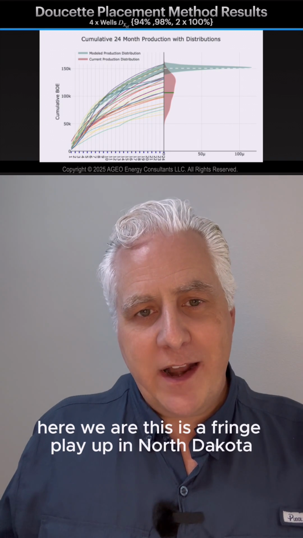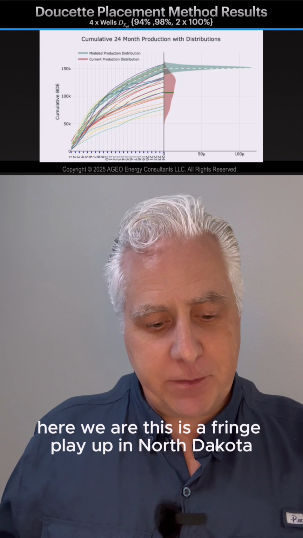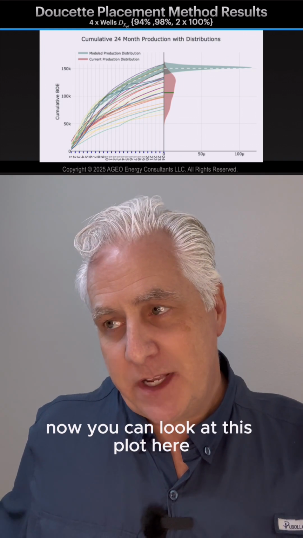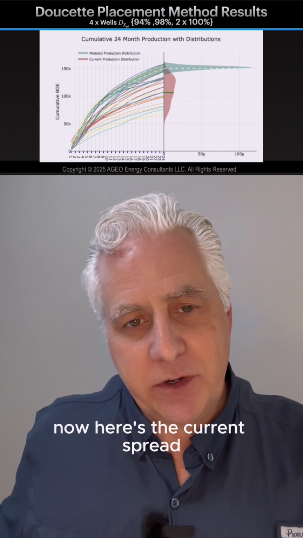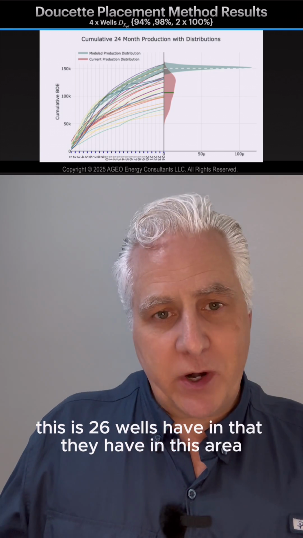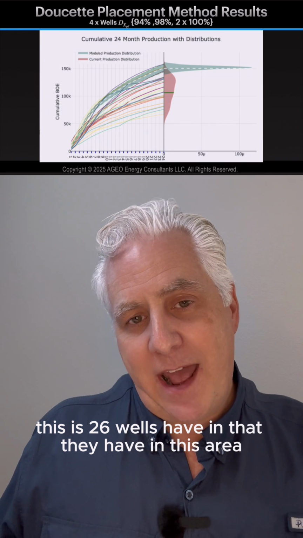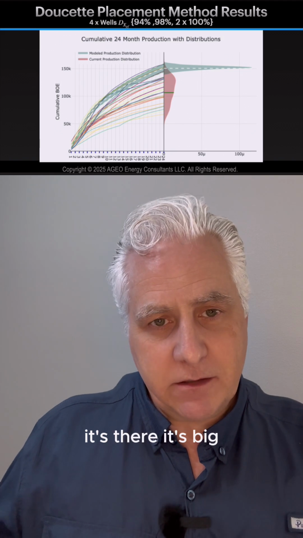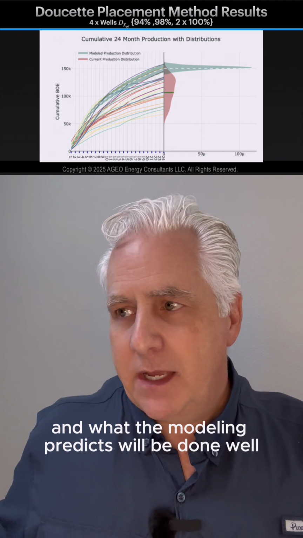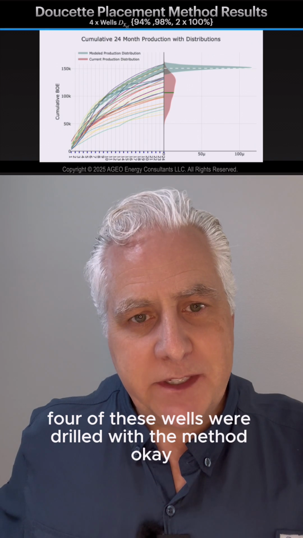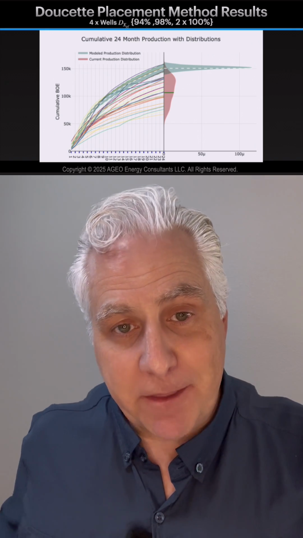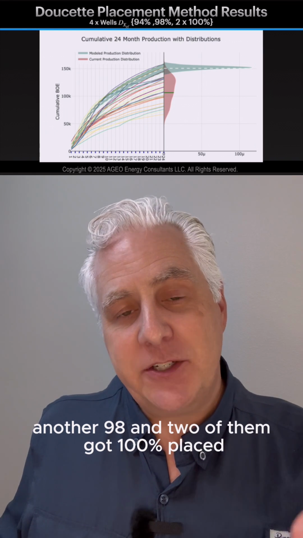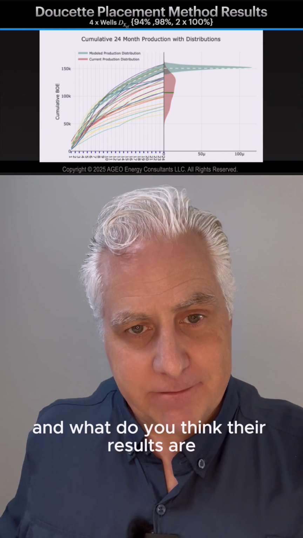So where have we done it? Well, here we are. This is a fringe play up in North Dakota, and here's where the Doucette placement method was used. Now you can look at this plot here and you see the green at the top, right? Now here's the current spread. This is 26 wells that they have in this area. You can see the spread that they've got there. Range of uncertainty, it's there, it's big. And what the modeling predicts will be done. Well, 4 of these wells were drilled with the method. One got 94% placement factor, another 98, and 2 of them got 100% placed.